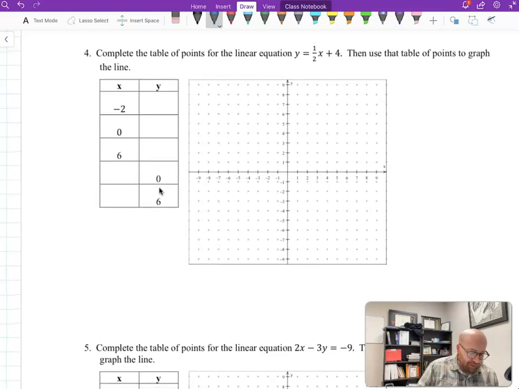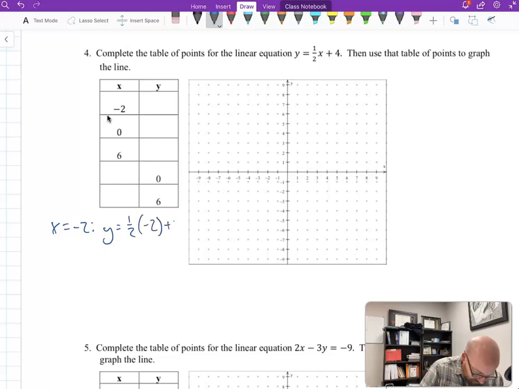Let's take a look at example 4. And here we go. For x equal to negative 2, we have y is equal to 1/2 of negative 2 plus 4. That's the same thing as negative 2 over 2 plus 4. Negative 2 over 2 is a negative 1 plus 4. And negative 1 plus 4 is 3. So y is equal to 3.